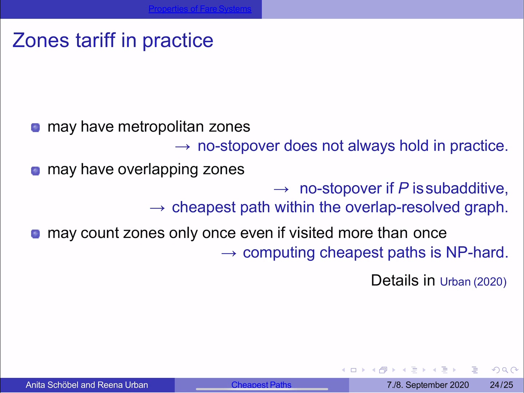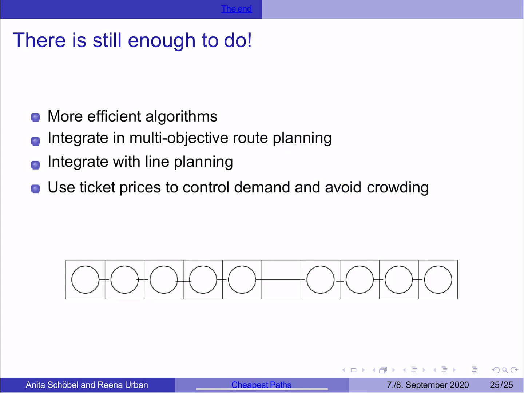If we have overlapping zones, it's interesting that the no-stopover property holds if our price list is subadditive. And the cheapest path can be computed by shortest path techniques in a new graph that we call the overlap resolved graph. And it gets particularly interesting if we count zones not only once, even if they are visited more than once, which is common again in many tariff systems, because then computing a cheapest path is NP hard. Details can be found in the master thesis of Rena.